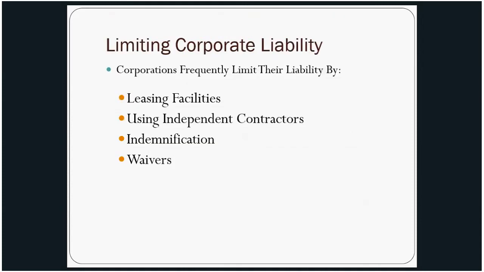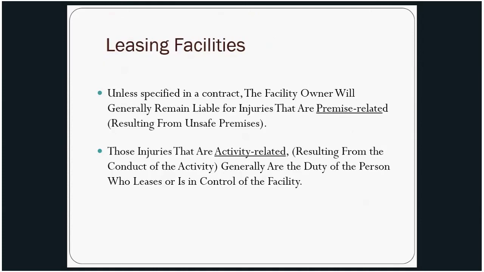How do we limit our liability? We can lease our facilities. We can hire independent contractors. We can indemnify ourselves. We can use waivers or assumption of risk documents. By leasing the facility, it can be premise related. So we're leasing a facility from someone else, they would be responsible for the premises and making sure that all the fixtures are right and it's cleaned up and everything's warmed and the electrical is working. We're bringing an event to an arena that's owned by someone else. Maybe we're bringing our monster truck event. So the event is housed at a particular arena. That arena is responsible for a lot of the premise related liable activities.